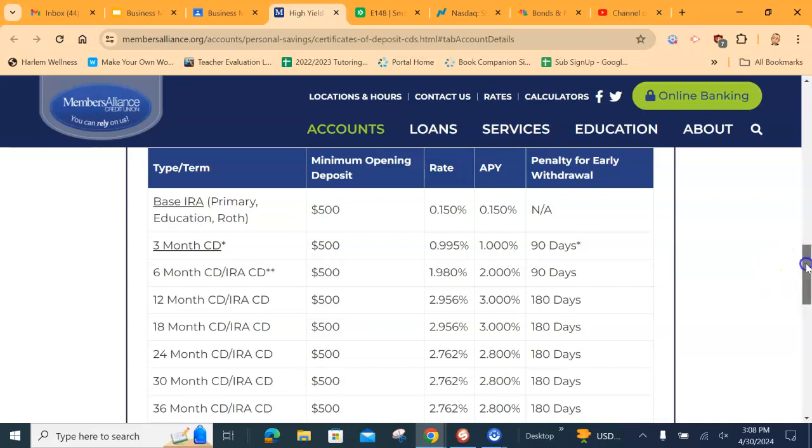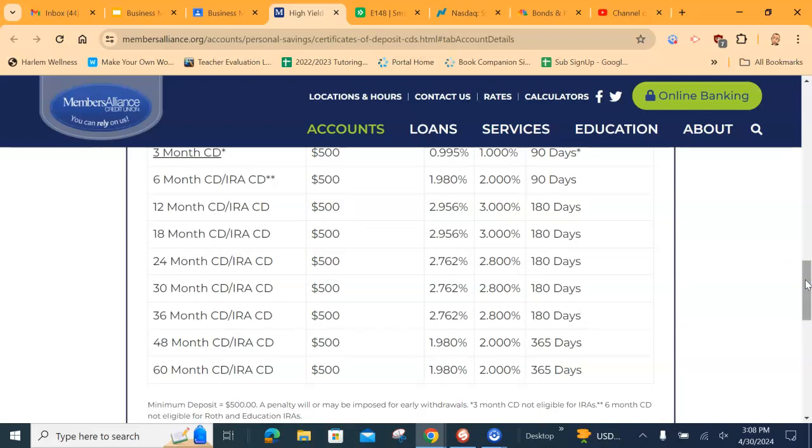So I want you to use the one that says rate. So like for this one, you would be looking at, how many months is that? I can do either for the same thing. I'll only lock it up for 12. So 12 months at 2.956. I'll show you mine.